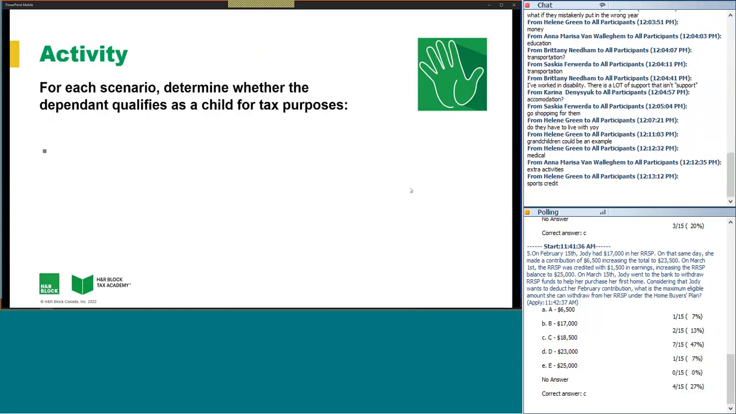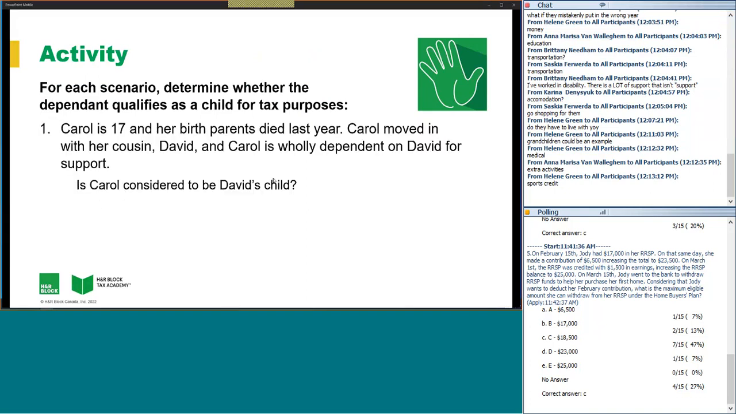Okay, and we're going to do a little activity here, and I want you to tell me, for each scenario, does the dependent qualify as a child for tax purposes? So we have Carol. Carol is 17. Her birth parents died last year. Carol moved in with her cousin David. Carol is wholly dependent on David for support. Is Carol considered David's child? If you think yes, give me a green check mark. If you think no, give me a red X. They are cousins.